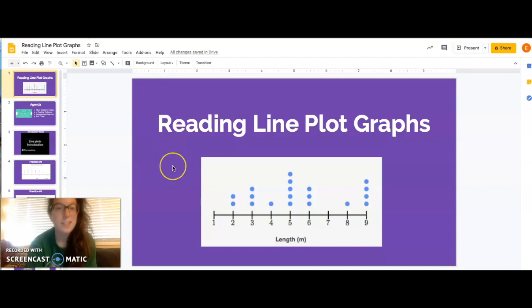Today we're going to be shifting gears a little bit from working with rulers to reading line plot graphs. We're not going to waste any time. We're going to jump right in.